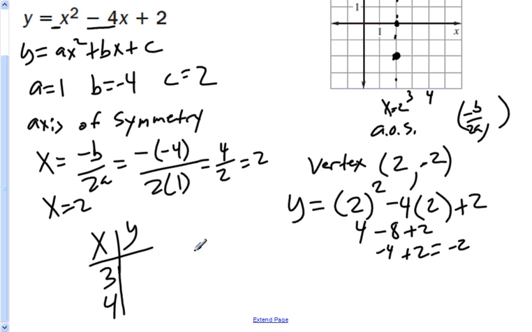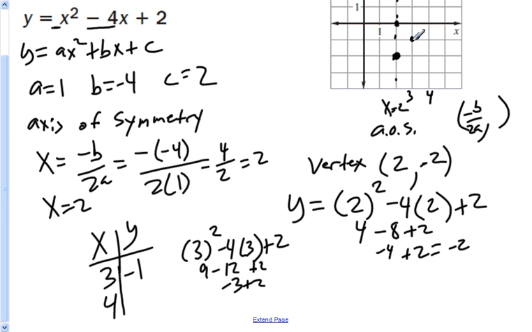So when x is 3, that gives me 3 squared minus 4 times 3 plus 2, which would be 9 minus 12 plus 2. Negative 3 plus 2, which is negative 1. So when x is 3, y will be negative 1. And I've got the point 3, negative 1 right here. I'm going to plot it on my graph.